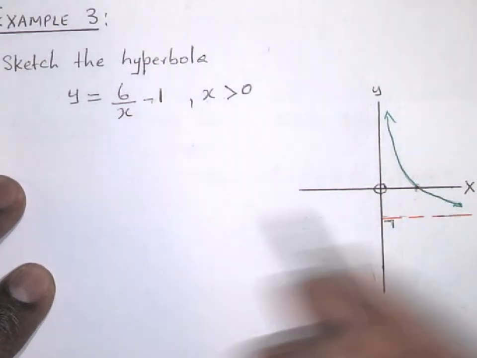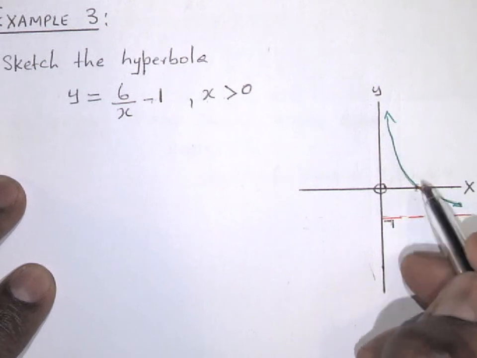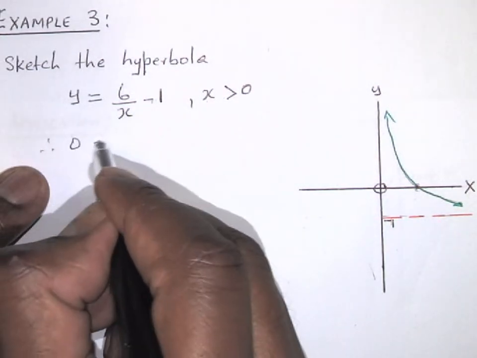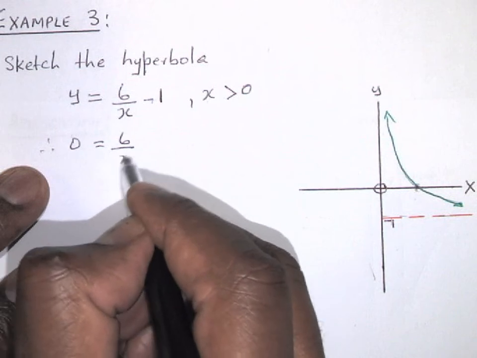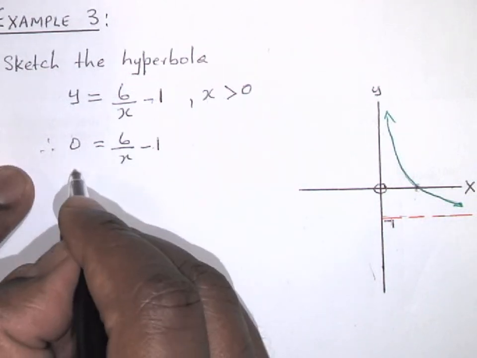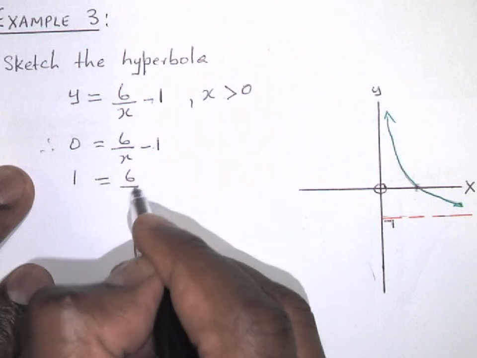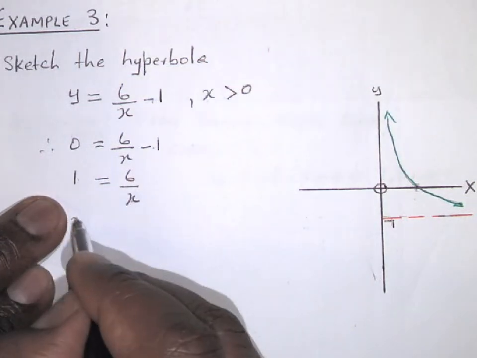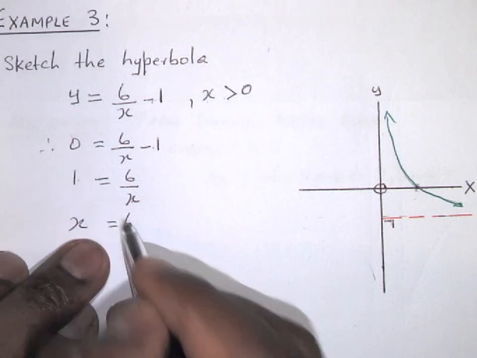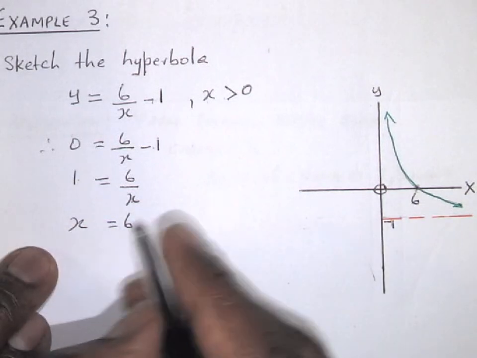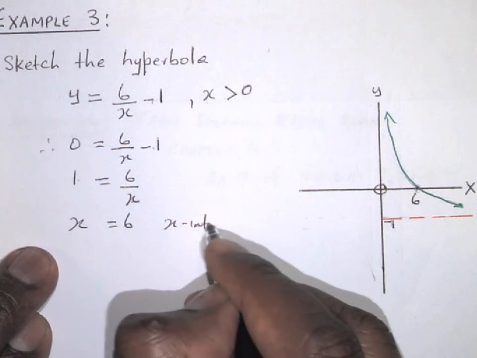To find the x-intercept, you make y 0. Y is 0 there. So if y is 0, therefore now 0 is equal to 6 over x minus 1. Solve for x, take minus 1 across. It's positive 1. It's equal to 6 over x. Solve for x, I can cross multiply. X times 1 is x, is equal to 6. So the x-intercept is 6 over there. So that is our x-intercept.